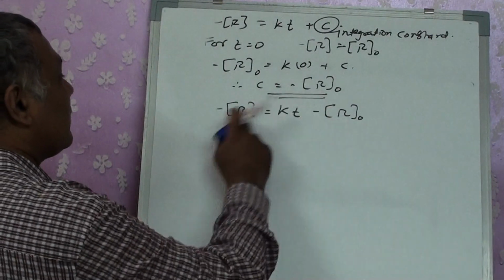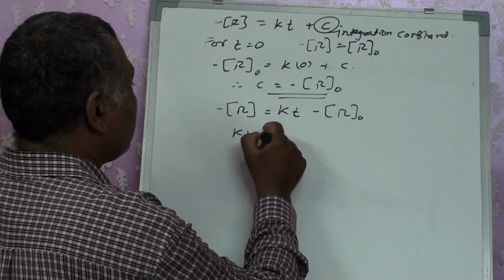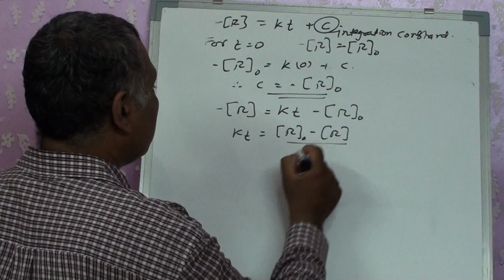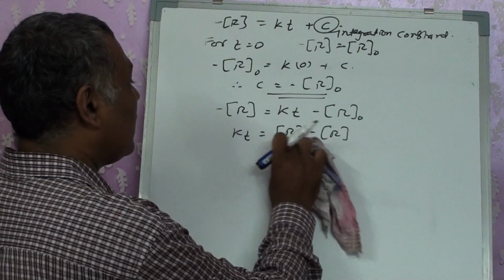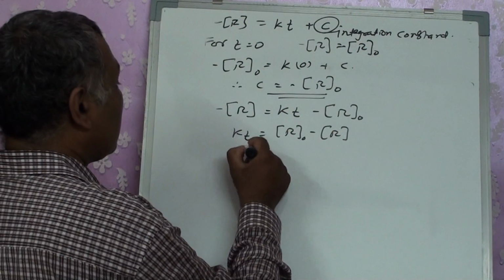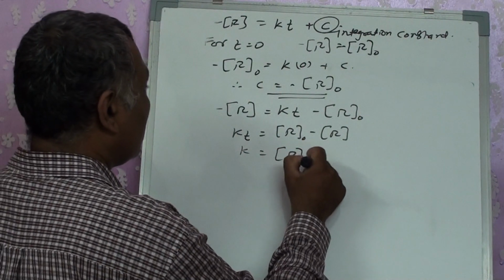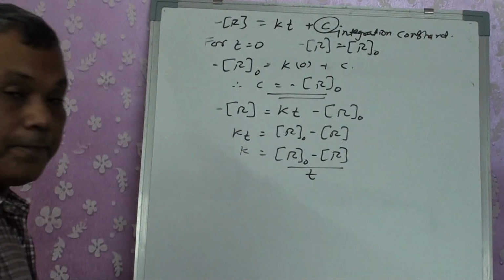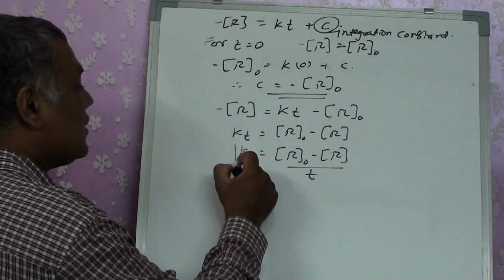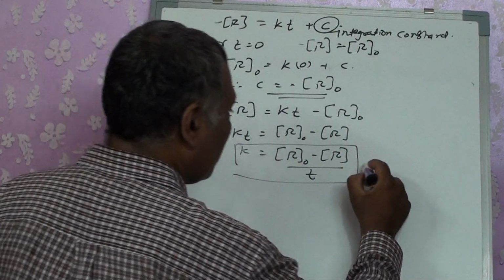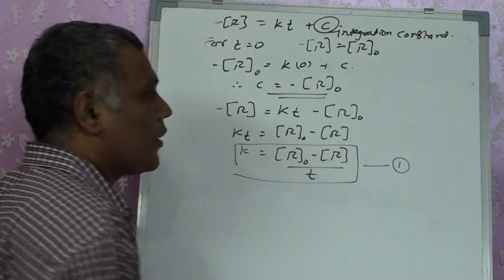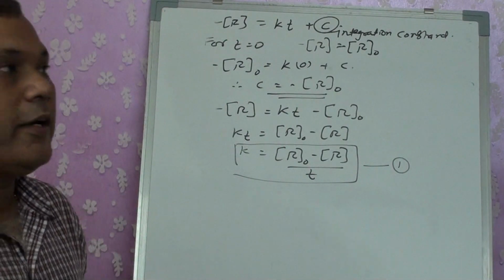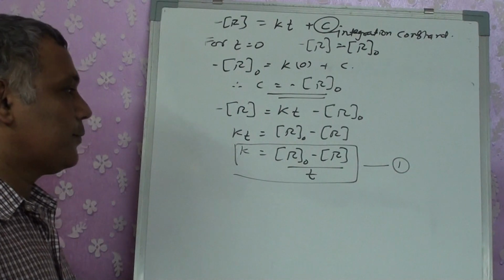Taking this term to one side, we get kt equals [R]0 minus [R]. So k equals [R]0 minus [R] by t. This is the equation that we get for the zero order reaction. This equation helps us to calculate the rate constant for the zero order reaction.